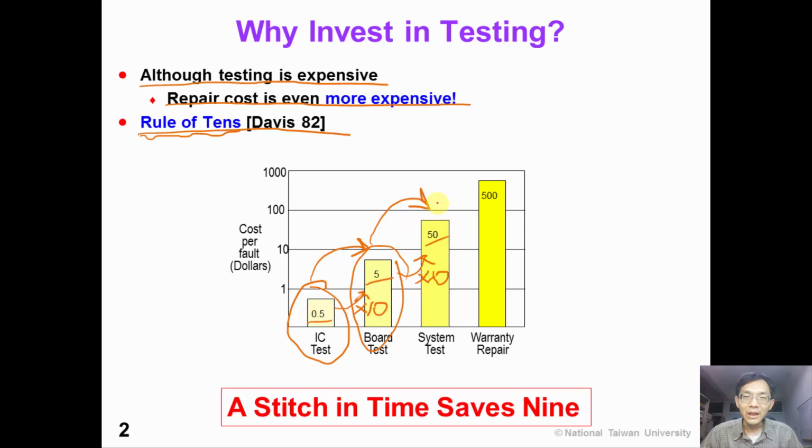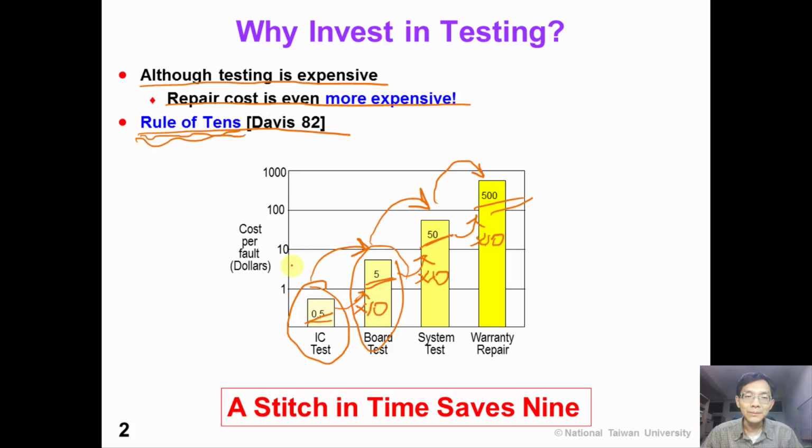What is worse, if we sell the defective system to a customer, he may request a warranty or repair, which can be up to $500, which is 10 times even more than the system test. So Davis observed that in each level, the cost of a fault can increase by 10 times. This is what he calls the rule of 10.